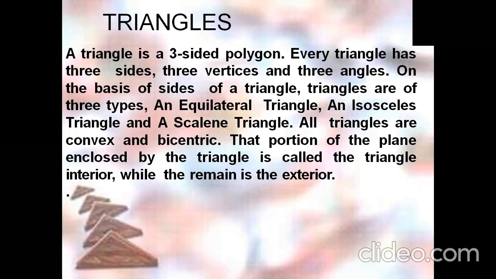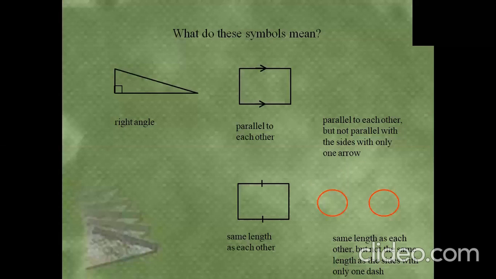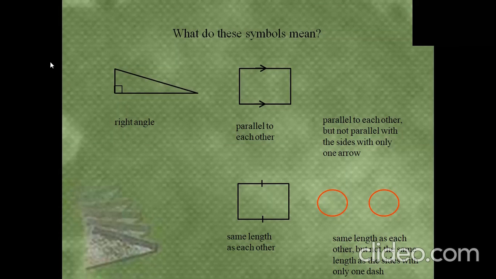The third term related to the triangle is angles. The angle between any two sides of the triangle is called an angle, or we can say an interior angle. There are three angles of the triangle: angle BAC, angle ABC and angle ACB. Exterior angles: if the side BC of the triangle ABC is produced, then the angle ACD is called the exterior angle. Now let us discuss some of the symbols which we will see in triangles.